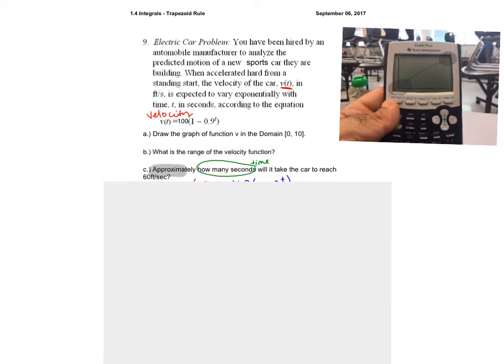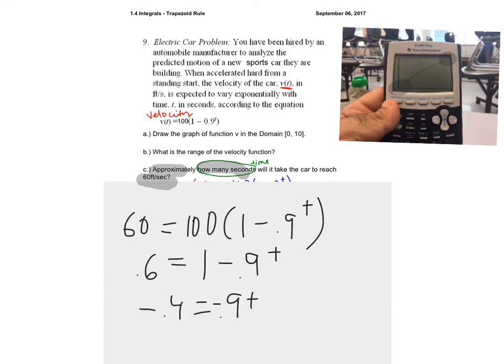So approximately how many seconds will it take for that? So when is y equals 60 feet per second? So let's find that out. You plug in 60 into the equation, then you solve for t until you get to this place right here, and you can either take the natural log or log of both sides, or you can use a function inside your graphing calculator.